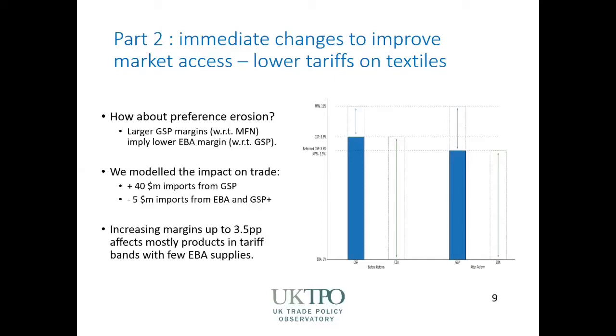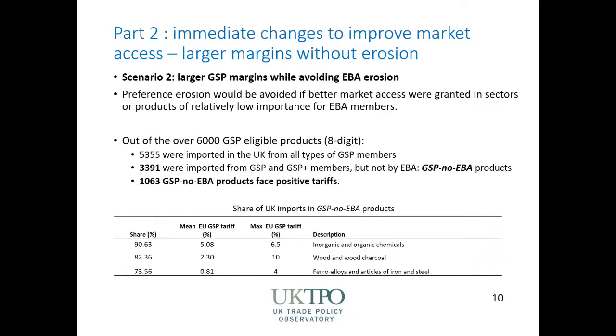And these small losses for the EBA members are likely, again, due to the fact that changing this margin will affect products in tariff bands where there are very few EBA supplies. The second scenario that we thought of, which is probably even more ambitious, is that the government could try to give a larger margin to GSP countries while at the same time completely avoiding erosion of preference for EBA countries.